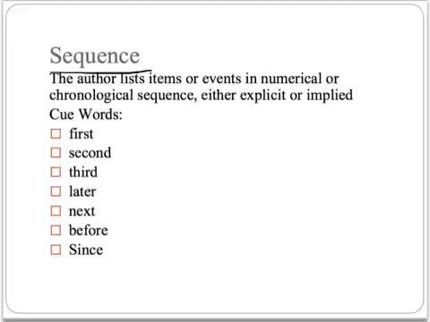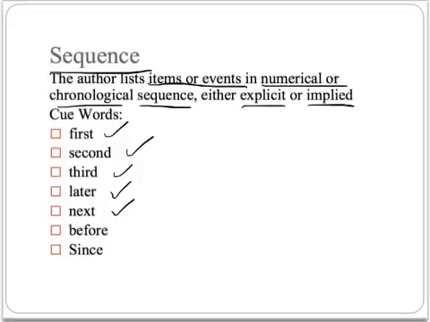Next is sequence. The author lists items or events in numerical or chronological sequence, either explicit or implied. Look for these keywords: first, second, third, later, next, before, or since. If you see these words, you may be reading a text structure of sequence.